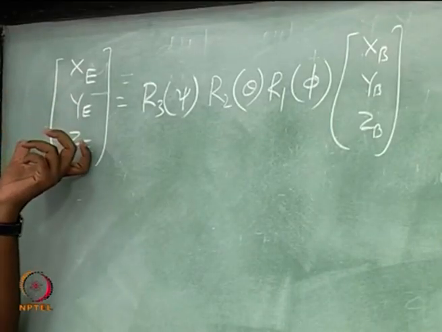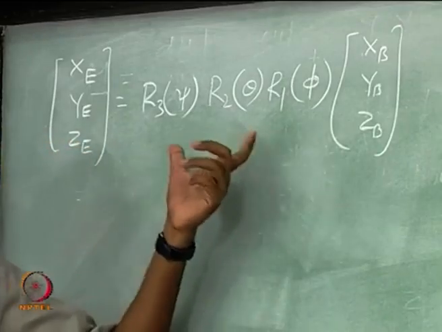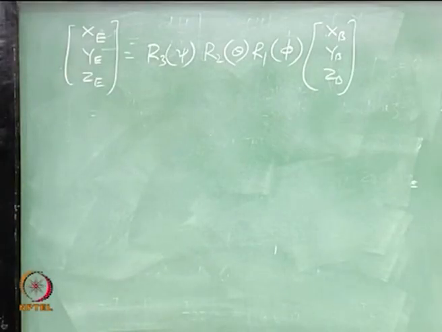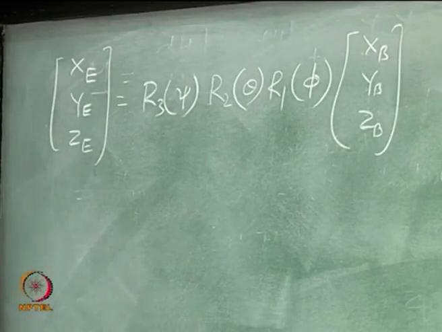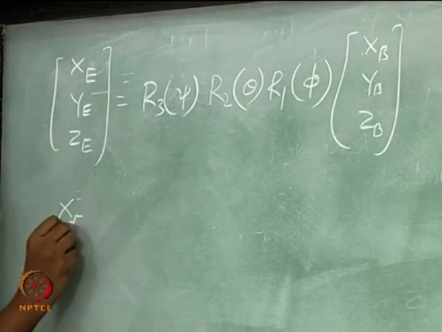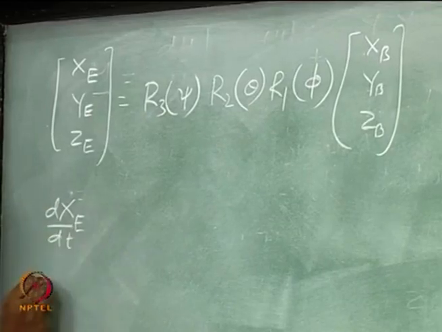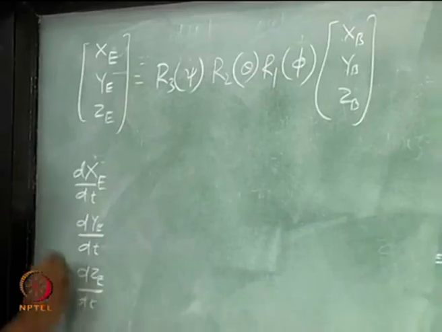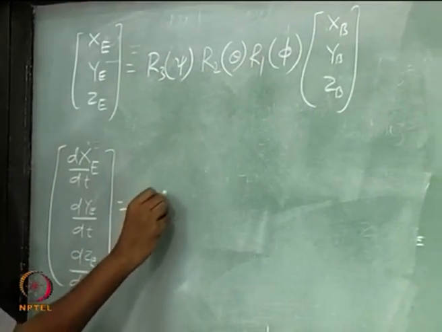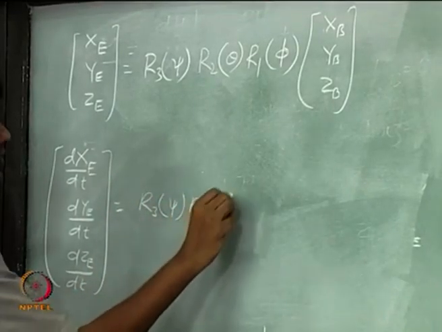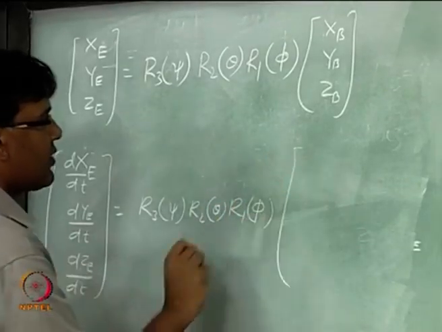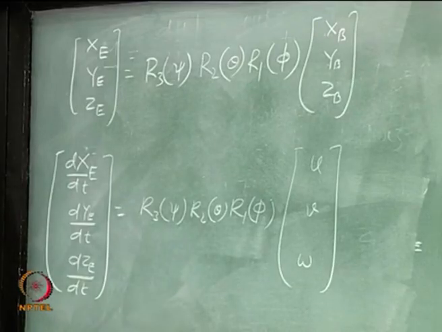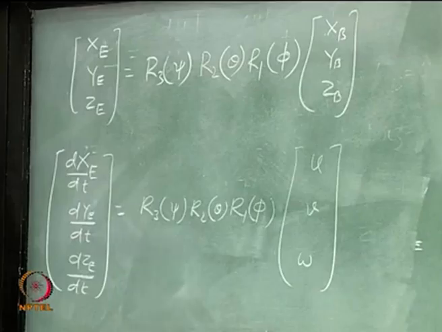So, if you have to take the derivative of this to find out the location of your aircraft center of mass, you want to find out the location of the center of mass of the aircraft at any time t. u, v, w are the velocity of the aircraft along the x_b, y_b and z_b axes.